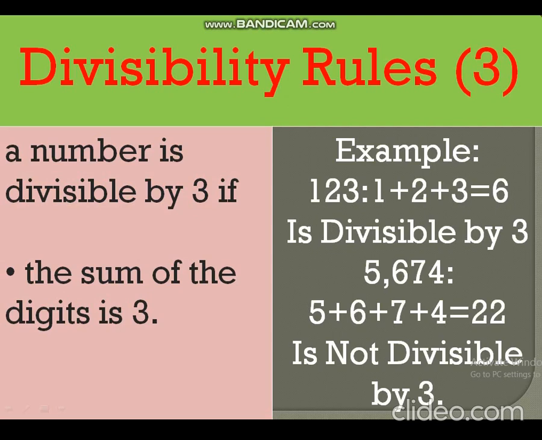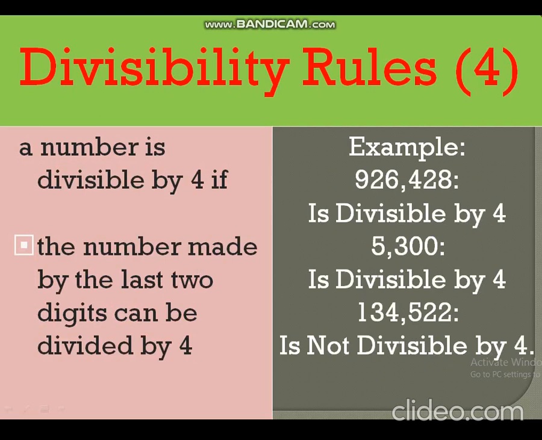Now, let's take another example. Here, my number is 5674. On adding its digits, 5 plus 6 plus 7 plus 4, we get 22, which is not divisible by 3. Therefore, the number 5674 is not divisible by 3.